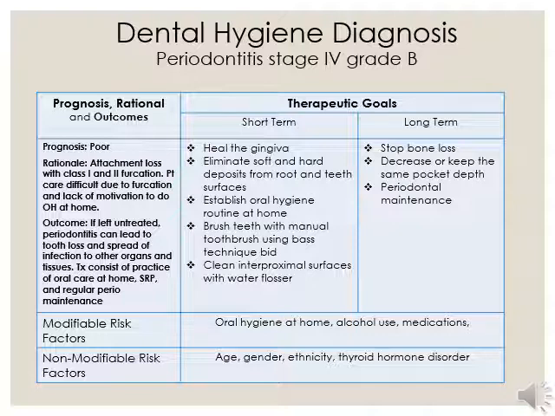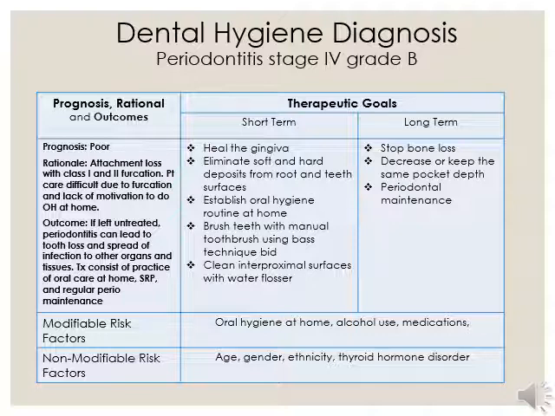She also has lack of motivation to take care of her mouth at home due to all the things that she's been through. If left untreated, the periodontitis can lead to tooth loss and spread of infection to other organs and tissues. For the treatment, we can do SRP and regular perio maintenance, and she also needs to change her habits at home and start practicing oral hygiene at home.